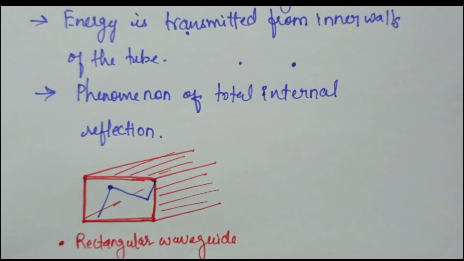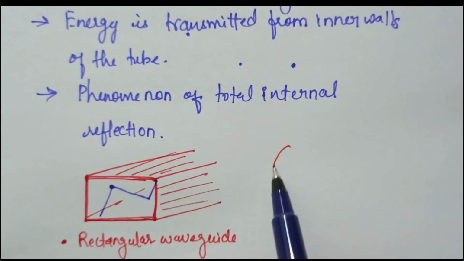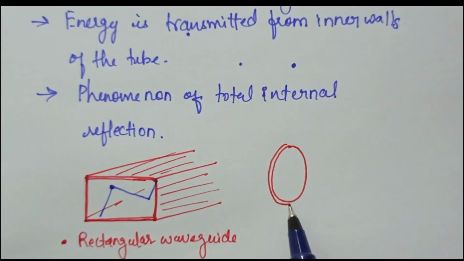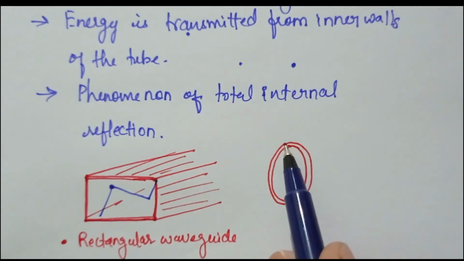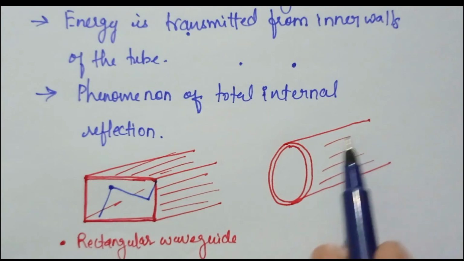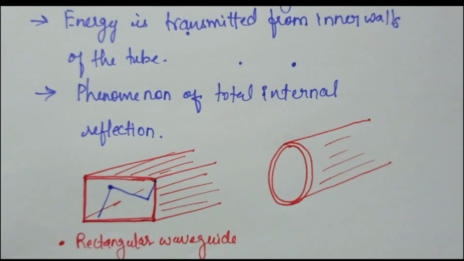And we can have circular waveguides also. The shape is circular. It is a hollow waveguide, and these also follow the same phenomenon of total internal reflection of the signal.